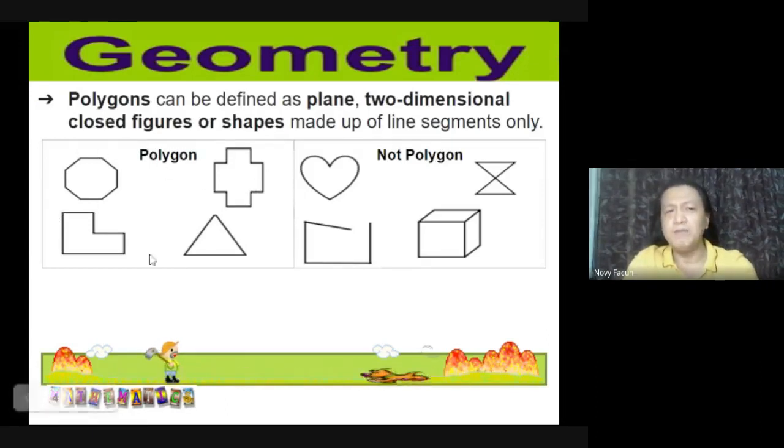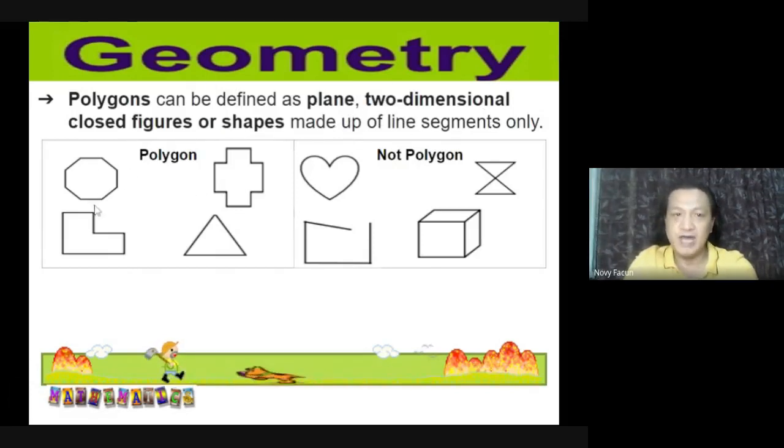Kaya sila polygon because they are plane, two-dimensional. Ibig sabihin meron silang flat surface. And they are all closed figures or shapes, and made up of line segments. Ibig sabihin niyan, they are connected together. Yun yung line segment. So dito naman, this is not polygon because kung titignan natin to, this is a heart shape. So meron siyang curve. Ibig sabihin, wala siyang line segments. So therefore, not polygon yon.